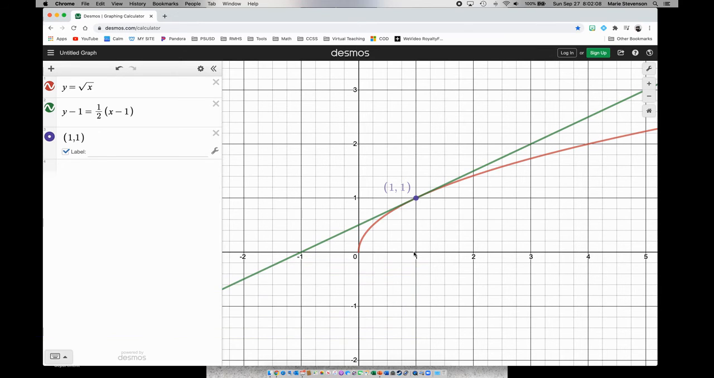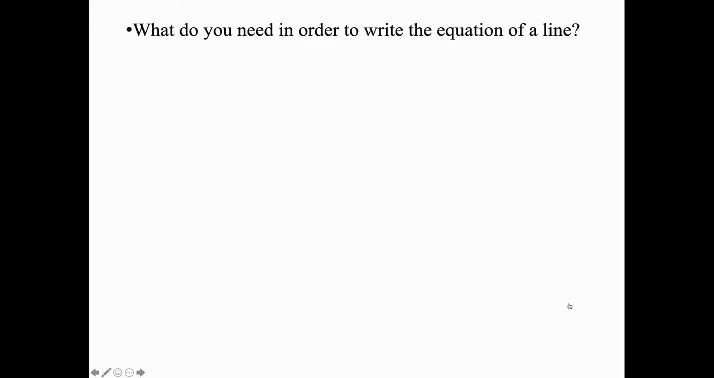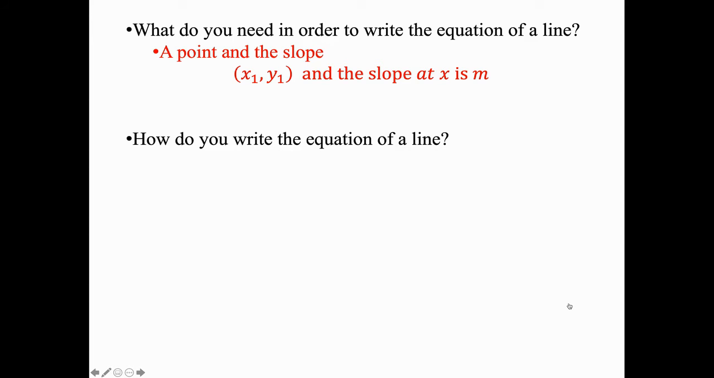So let's look at how we actually create this equation. The good news is it's not really anything new. It's stuff we've already been doing. So let's remember, what do we need in order to write the equation of any line we want? We need a point and a slope, right? So typically (x1, y1) is the format we use for our point, and the slope at the particular x value we call m. So how do we write the equation of a line? Well, we use point slope form, as you see there.